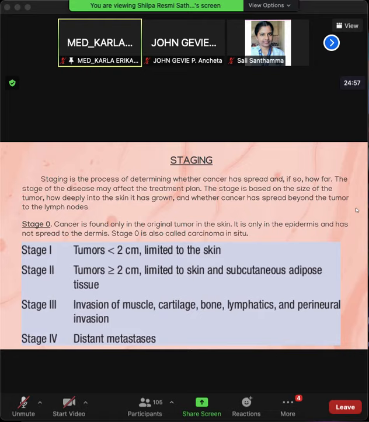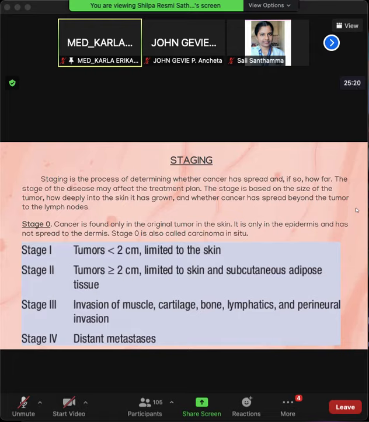So stage 0 is also known as carcinoma in situ, as it's only found in the original tumor in the skin. So cancer is found only in the original tumor in the skin. It is only in the epidermis and it has not spread to the dermis. So it is called carcinoma in situ.